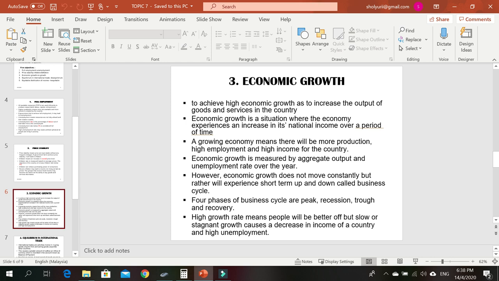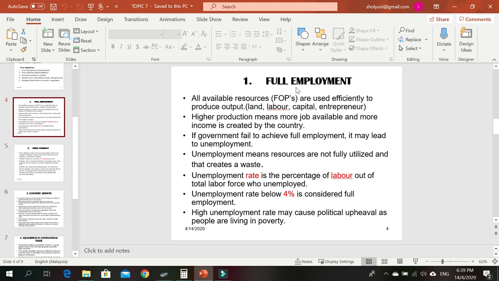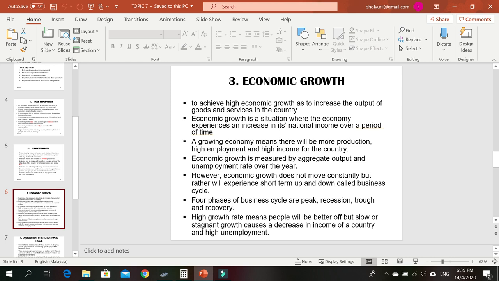Okay, a growing economy is a situation whereby the economy experience an increase in national income over a period of time. So macam mana negara dapat pendapatan adalah dengan cara penghasilan barangan menggunakan resource yang ada. So nak dapatkan economic growth, dia mesti fulfill the first objective dulu, full employment. Make sure all the factors of production, land, labor, capital, entrepreneur are being used efficiently to produce goods. Okay, the production level of a country should increase year by years.